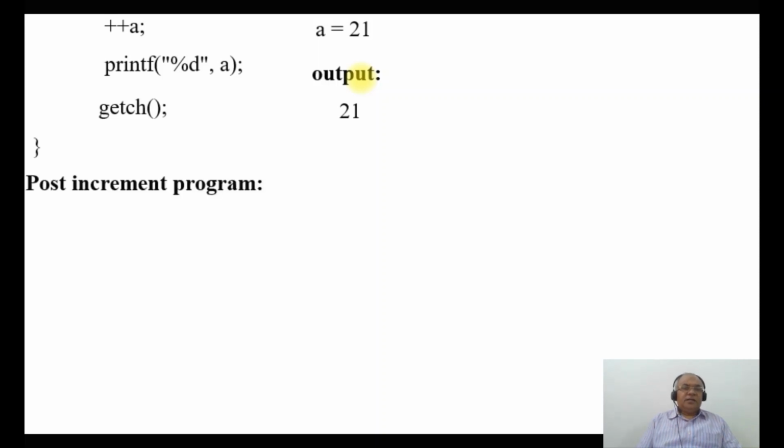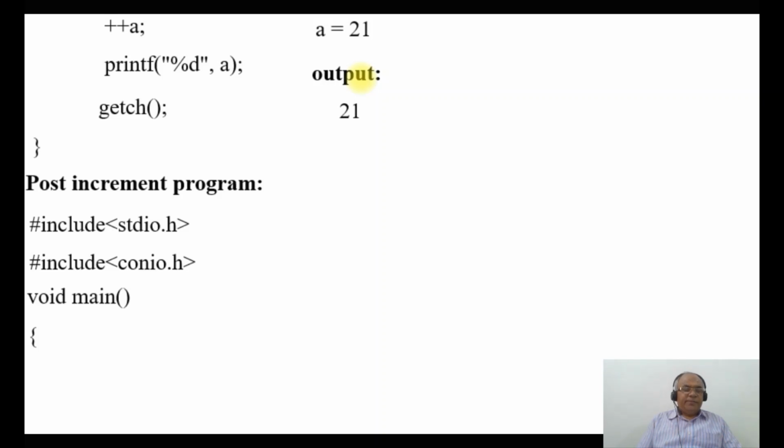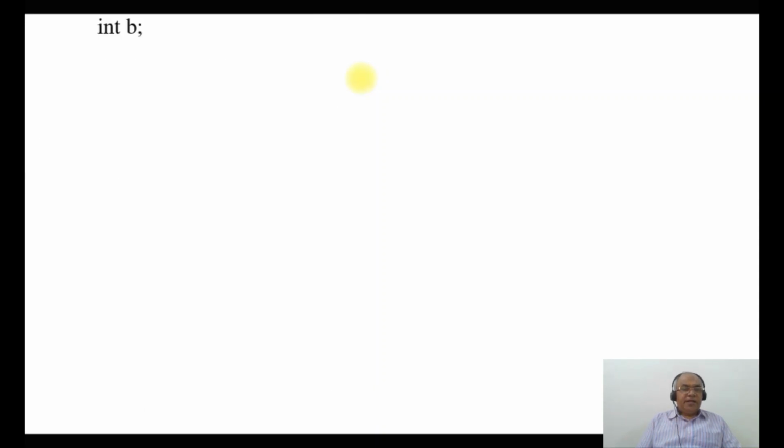Now, the post-increment program. If you are considering the post-increment program, include stdio.h and include conio.h, void main, clrscr(), then int a = 20. So a is equal to 20, then int b. How much are you going to get for b? b equals a++, so that means b is equal to a first, then a is equal to a plus 1.